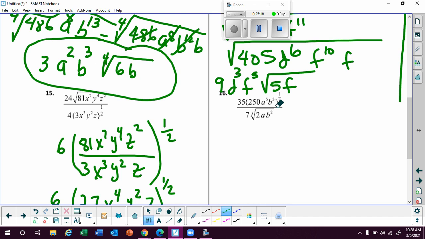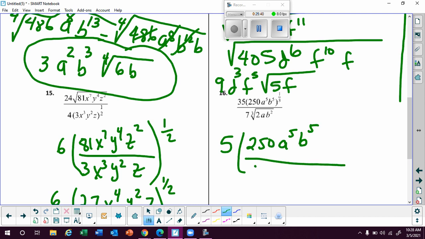All right, number 16. So first divide 35 by 7, which is 5, right? And then mix the whole thing up because it's a cube root. So I'll do 250, a to the power of 5, b to the power of 5.